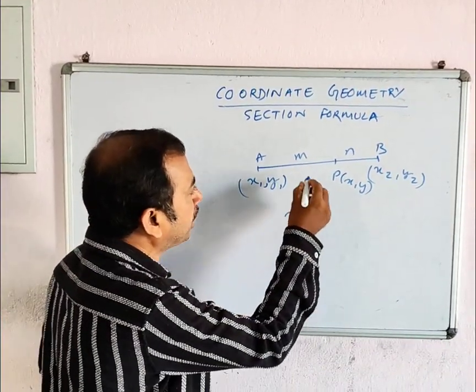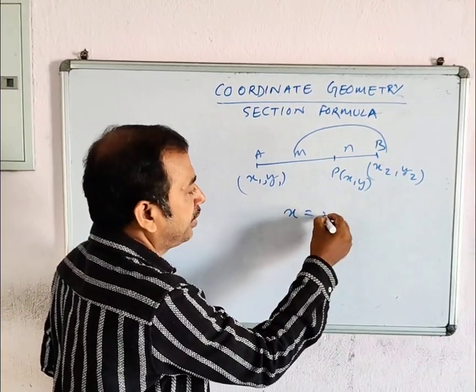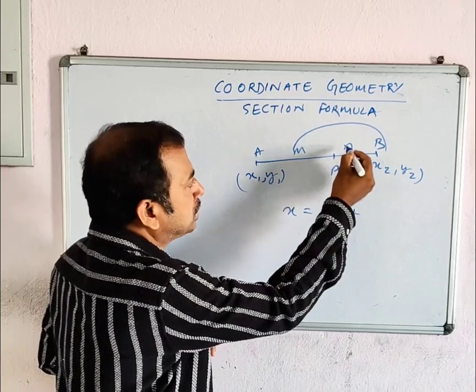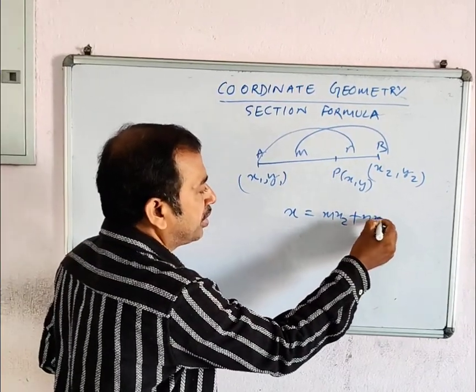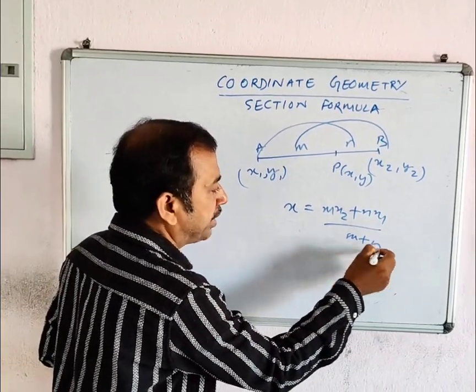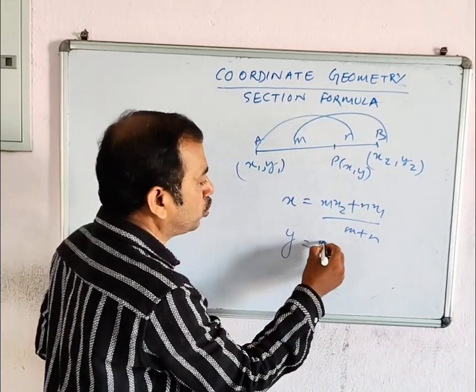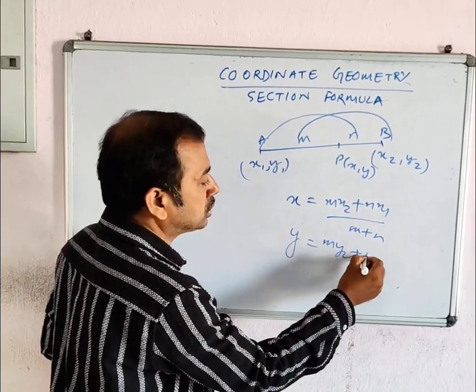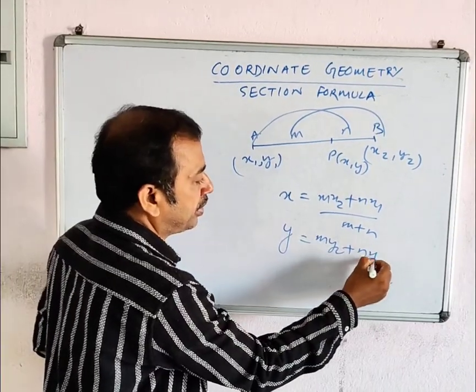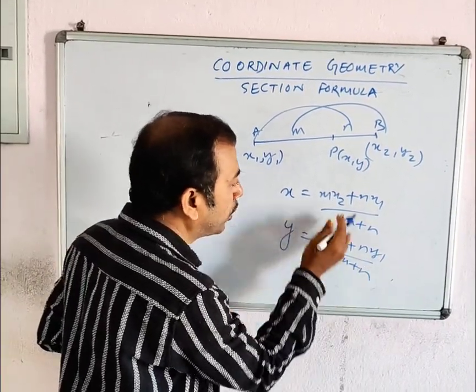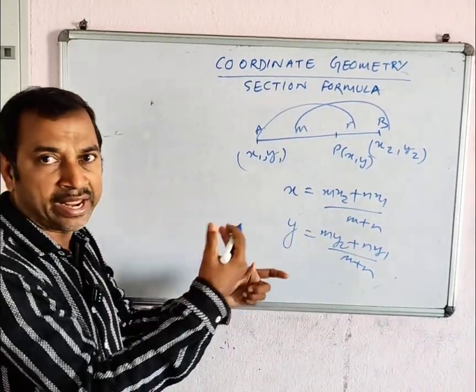X coordinate is what? m x2 plus n x1 divided by m plus n. Don't mix with y. Similarly y coordinate is m y2 plus n y1 divided by m plus n. What is the use of this formula? How to apply this formula?